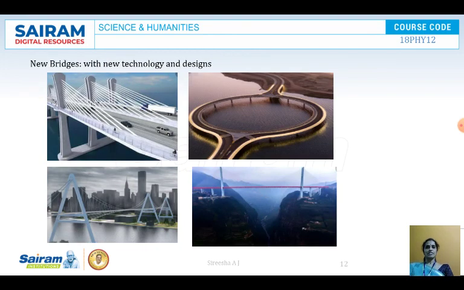Here are new bridges with new technology and designs. You can see a suspension bridge, string bridges, and arc type bridges. Here it is with strings. This is the latest technology between two hills. These are a few new bridges constructed with better technology.